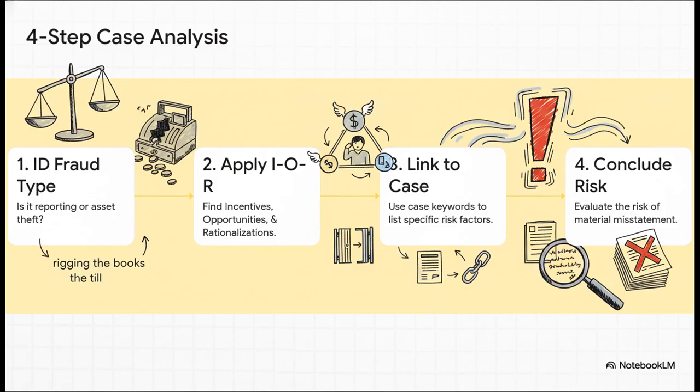3, and this is where you really get the marks, you have to link specific details from the case study to each point of the triangle. Don't just talk theory. And finally, 4, conclude. Explain why these factors increase the risk of material misstatement. Follow these steps and your answer will be perfect.